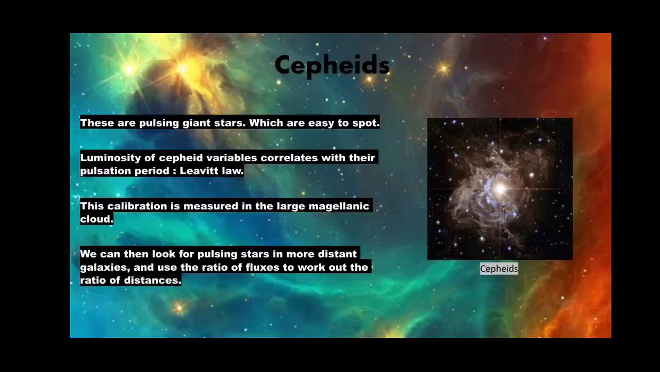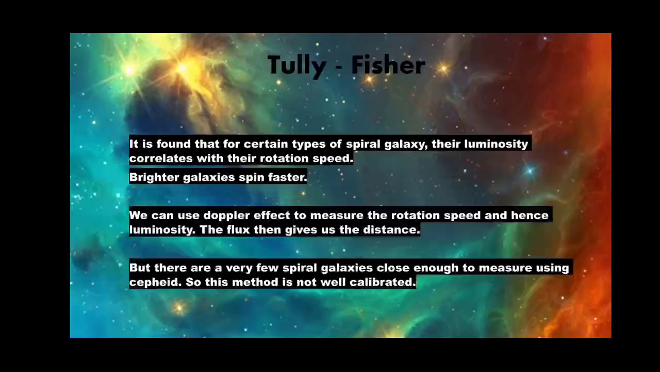In order to get more, we move to the next rung, which is known as Tully-Fisher. Using galaxies in clusters, it has been found that for certain types of spiral galaxy, their luminosity correlates with their rotation speed, in the sense that brighter galaxies spin faster. This tells us that the amount of dark matter in a galaxy, which determines the rotation speed, correlates with the number of stars, which determines the luminosity. We can use the Doppler effect to measure the rotation speed and hence the luminosity. The flux then gives us the distance via the inverse square law.